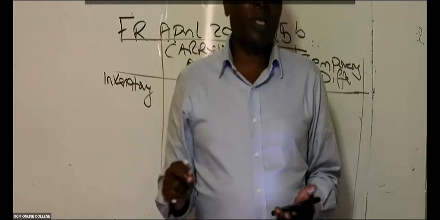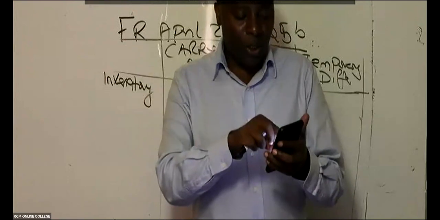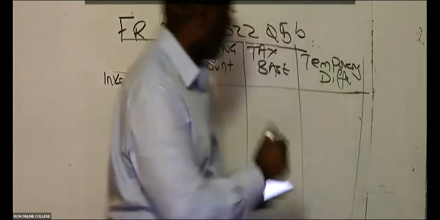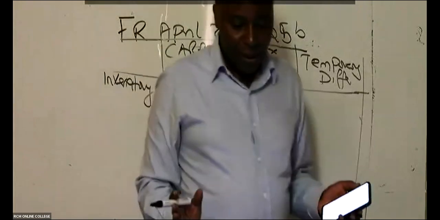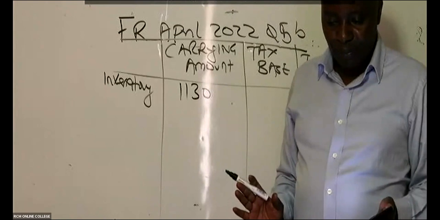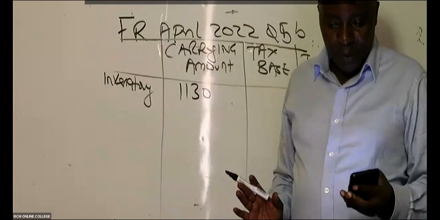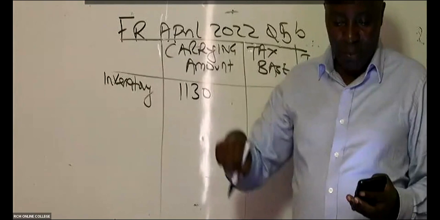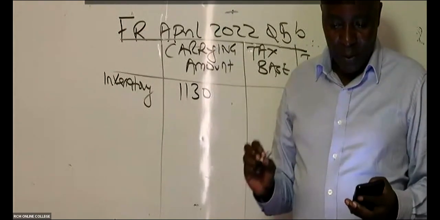So carrying amount, ladies and gentlemen, is not in debate. As per IAS 2, the carrying amount for this question will be 1130. Are we together first of all up to there? That carrying amount is 1130. Carrying amount is the lower of cost and net realizable value. As we are done, a write down, isn't it?